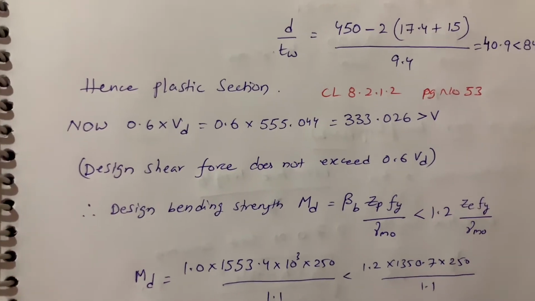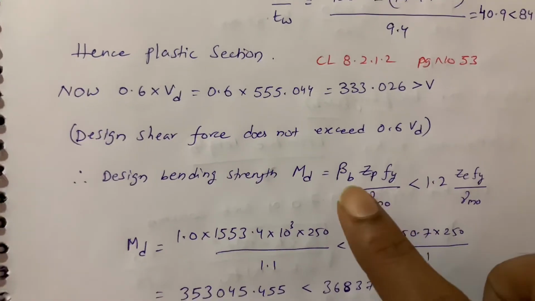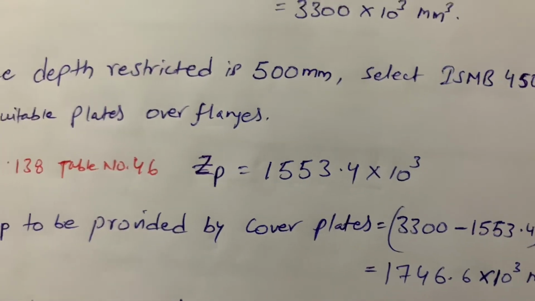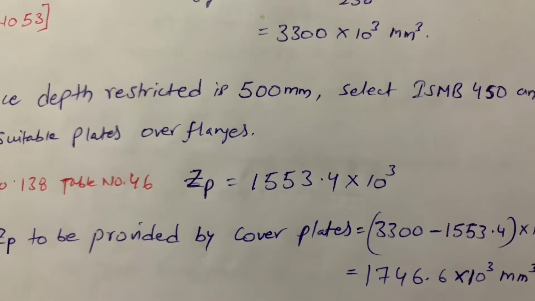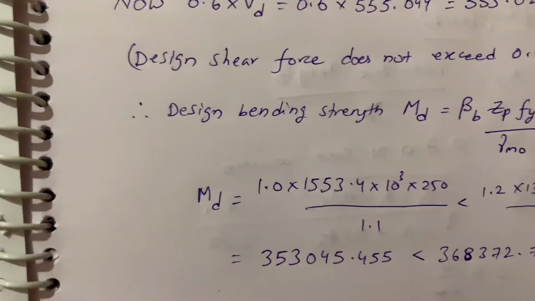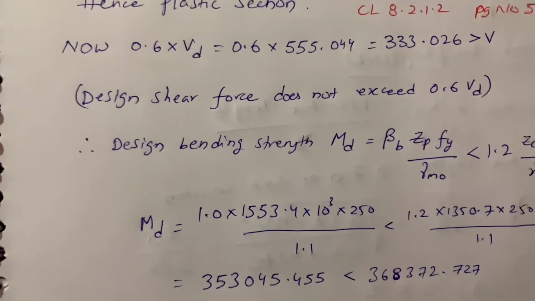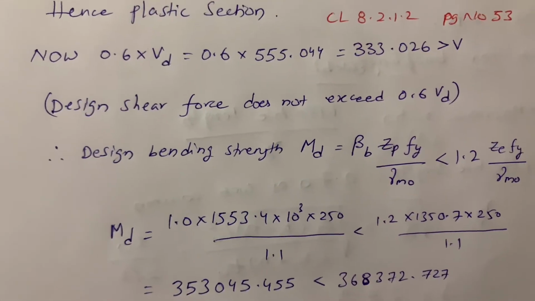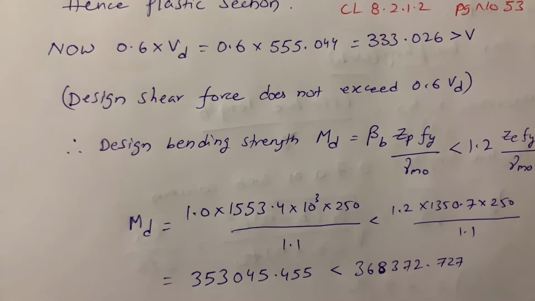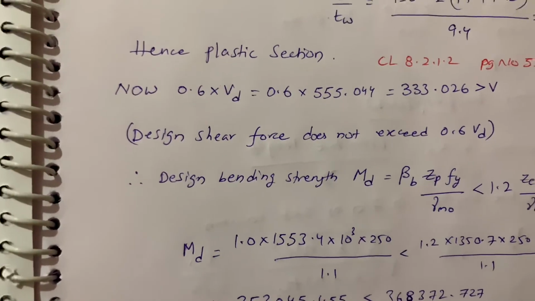After that, we are going to calculate all these values. ZP value, I already mentioned here, 1553.4 into 10 cube. Yield stress we know is 250, and gamma m naught is the partial safety factor. And next, ZE value, the elastic section modulus. These two values are available in the code book. After referring to the code book, I'll show you the formula.